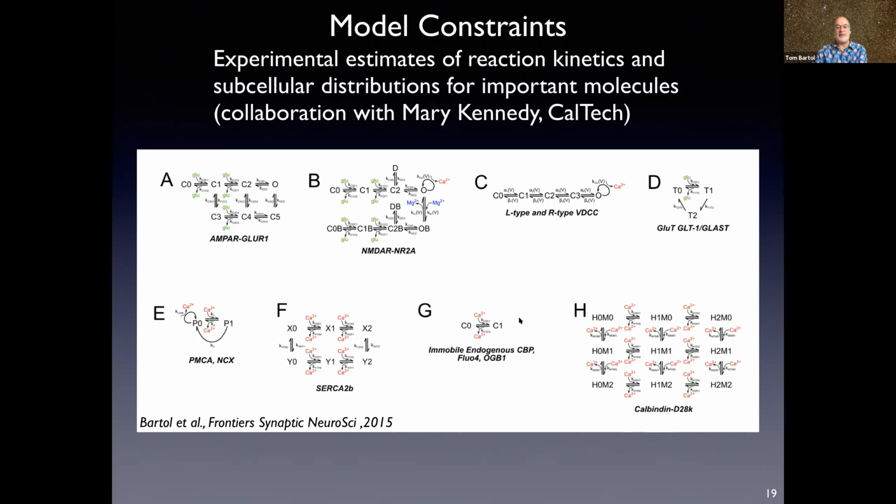Glutamate transporters, the PMCA pumps and sodium calcium exchangers. Here's the SERCA pump model. And then we model the endogenous immobile calcium binding proteins as a simple two-state model. And a model like this is also good for modeling the exogenous fluorophores, fluorescent calcium indicators like Fluo-4 and OGB-1. And also this more complicated mobile calcium binding protein called calbindin, which has this complicated state diagram.